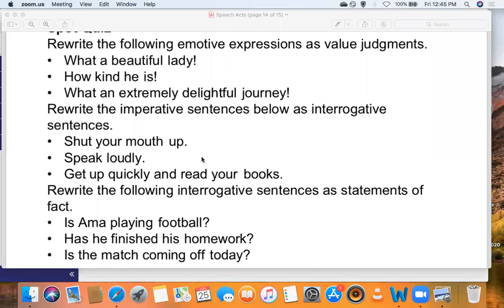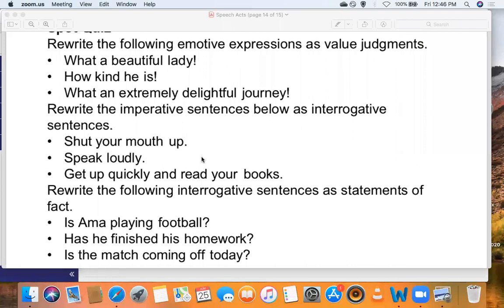Hello, sir. Yeah, go ahead. Okay, so "shut your mouth up." Converting it into an interrogative sentence, it will be, "Would you shut your mouth up?" Yes, "Will you shut your mouth up?" Serious. Then please, "Can you shut your mouth up?"